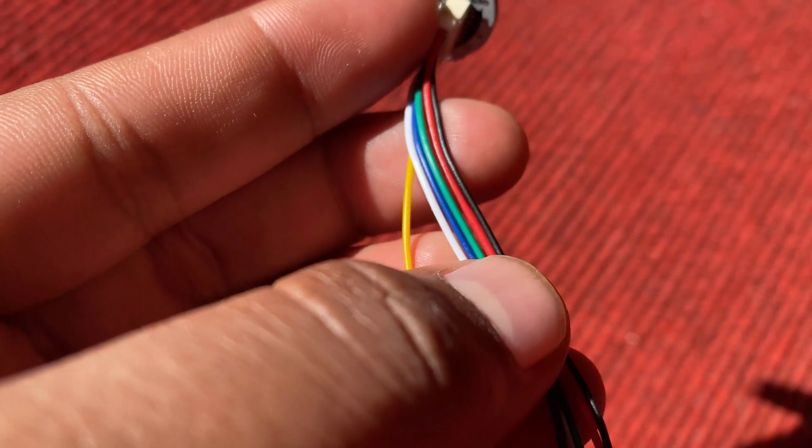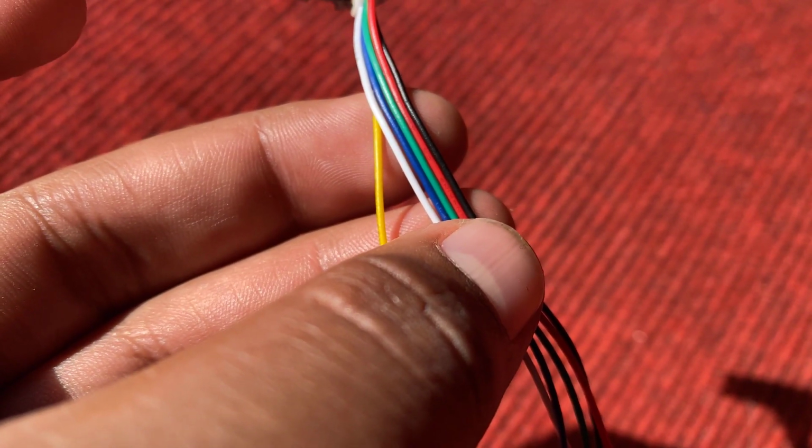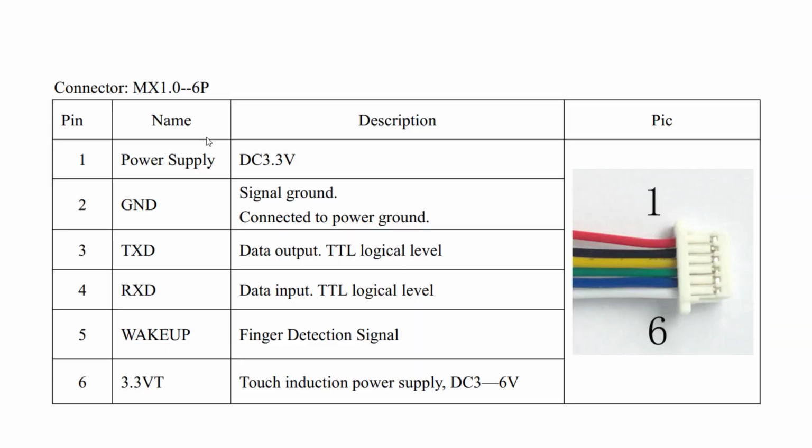There are a total of 6 wires, which is the pinout of the R502 or R503. These are as follows. The VCC and ground pins are the main power supply. The 6th pin, which is white in color, is the touch induction power supply, which requires a 3 to 6 volt DC supply. Then it has TX and RX as UART pins. The wake up pin is not used in most cases.